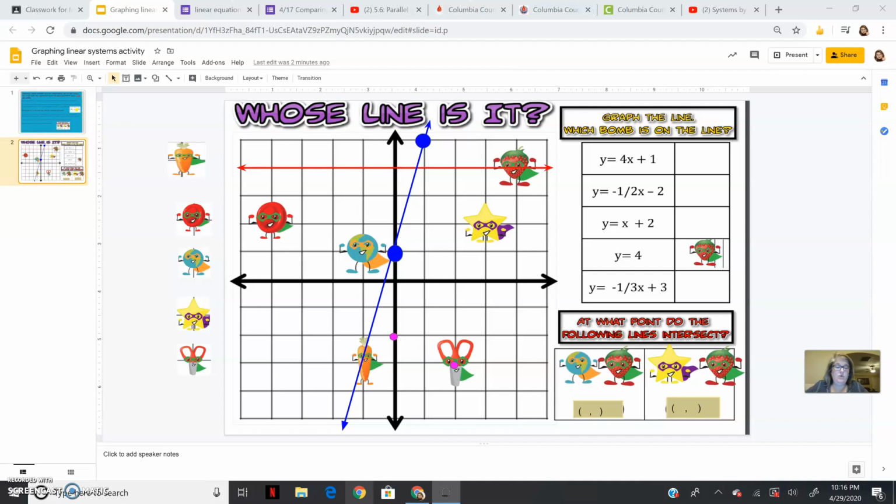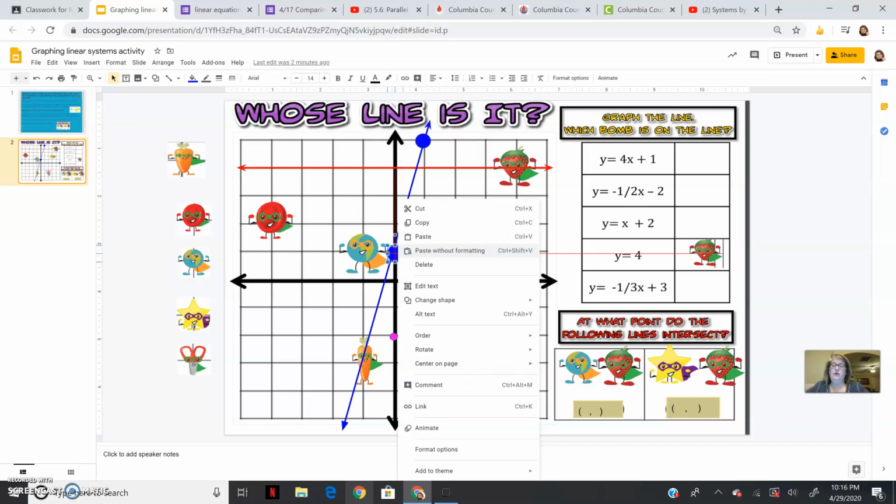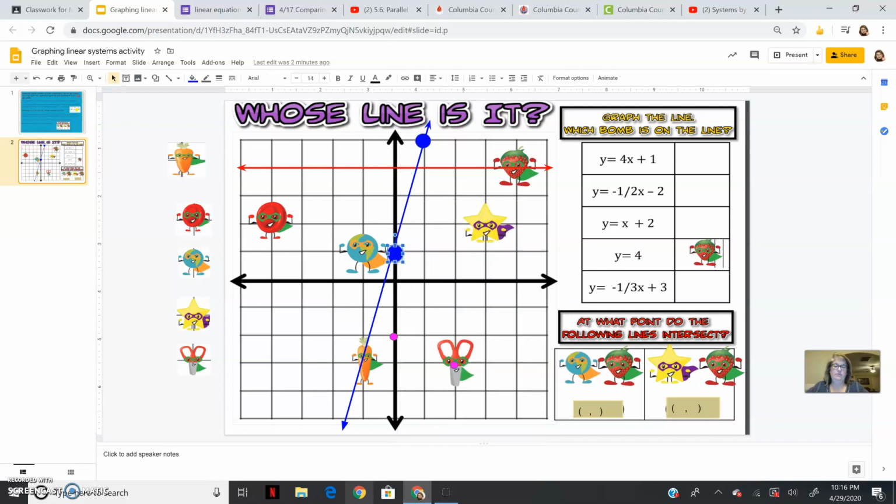Now I have started with 4x plus 1. Remember the slope is 4, but that's 4 over 1. So that means you'll start at (0, 1), which I've already done. I put a plot there, and you can make that smaller, but I was just trying to make it to where it was easy to be seen. So, and then you rise 4 and run 1.